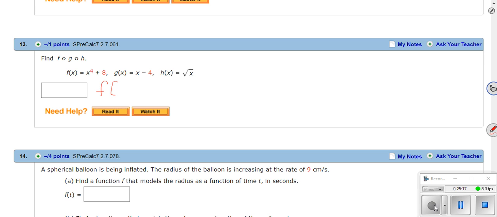So f of g of h of x, that's the same thing. You put h into g, then take that answer and put it into f.